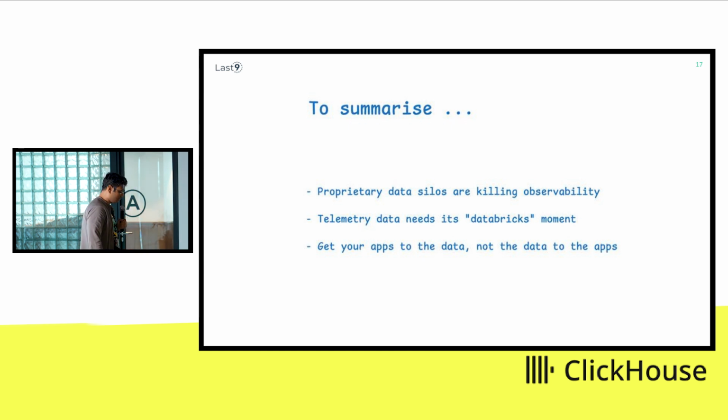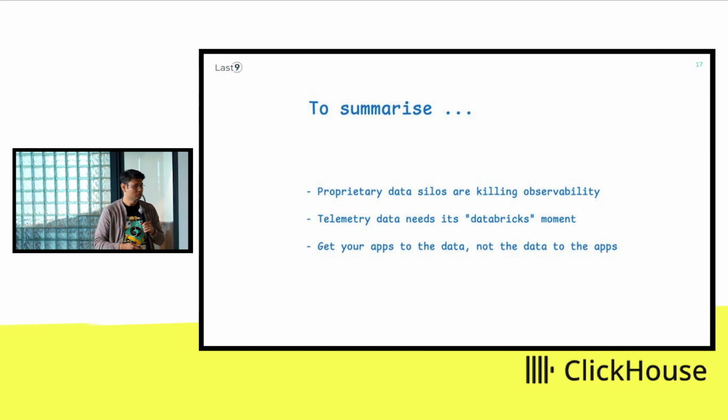To summarize, the landscape of observability products today: proprietary data silos are really killing observability, in terms of experience as well as in terms of cost. Today, there's no Databricks equivalent for the telemetry world. That is still missing. What is happening today is that people are getting data to individual apps rather than getting apps to the data, and that really needs to change if people really want to do real operational intelligence on top of telemetry data.